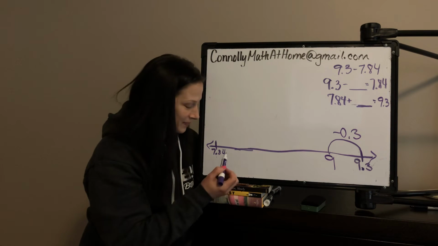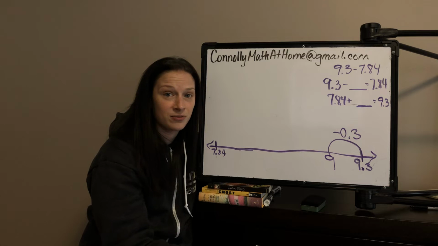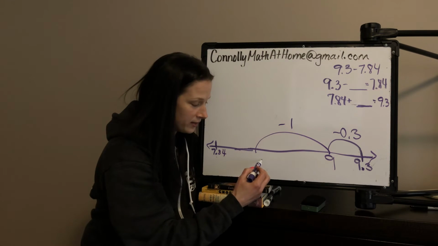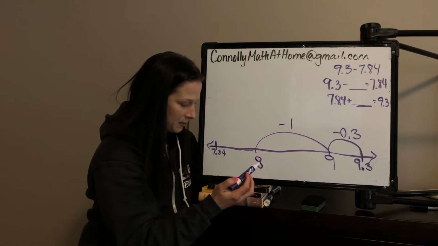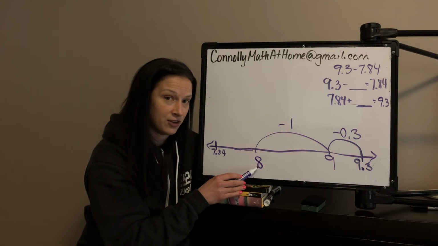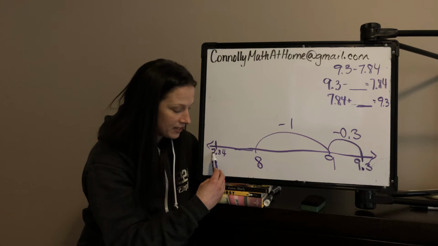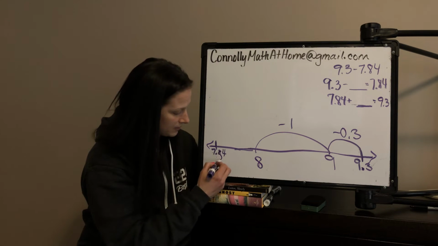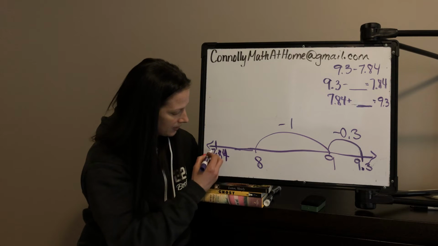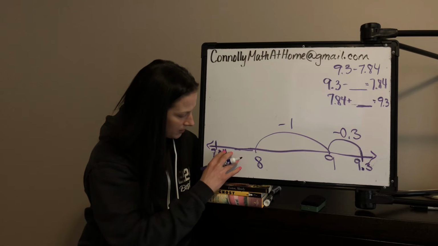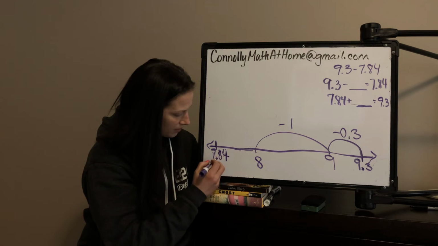And guess what? I can get here pretty easily now. Because I'm using whole numbers, I know I'm going to do a big jump of -1 and get to 8. What I have to figure out is how far away is 8 from 7 and 84/100. Let me make this a little bit bigger for us. So 7 and 84/100.